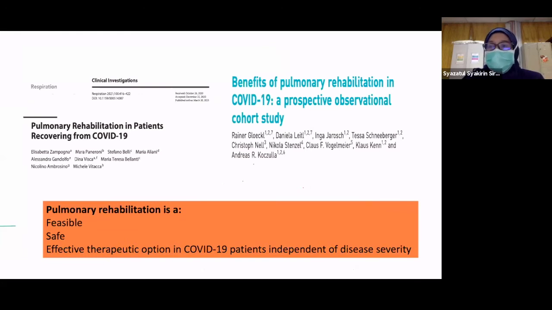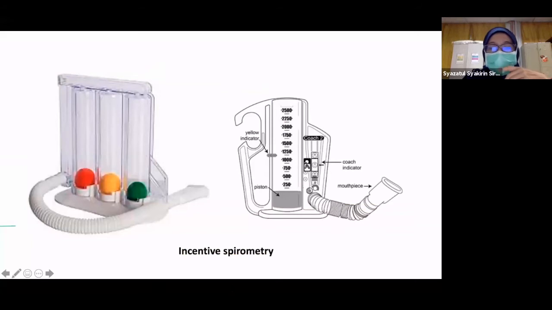After the intervention with medication or pharmacological, not to forget, one of the recoveries of our COVID-19 is the pulmonary rehab. Pulmonary rehab is feasible, safe, and an effective therapeutic option in COVID-19 independent of disease severity. Even in Cat 1, you could propose a pulmonary rehab for your patient. This is an incentive spirometry that helps because the muscles that help you breathe need to be strengthened after recovering from the lung infection, not just the chest wall muscle but also the diaphragm muscle. The incentive spirometry helps to strengthen the muscle and also to address the weakness and the muscle loss, especially for patients that stay longer in a hospital.